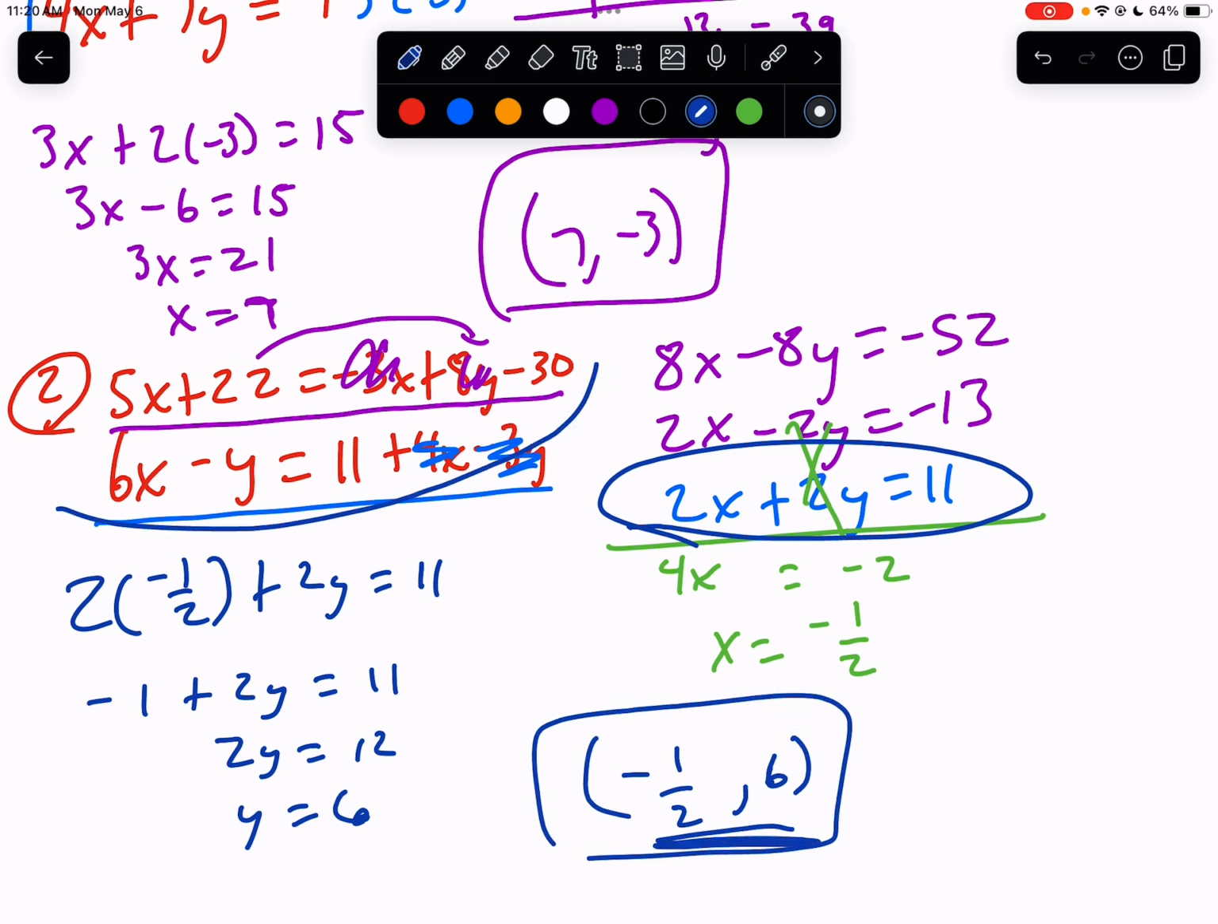And you can test those out. If you plug those numbers into these originals, that should check out. If it doesn't, then you know you did something wrong.